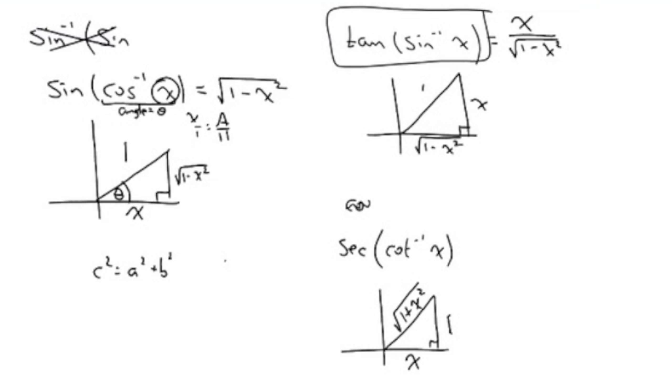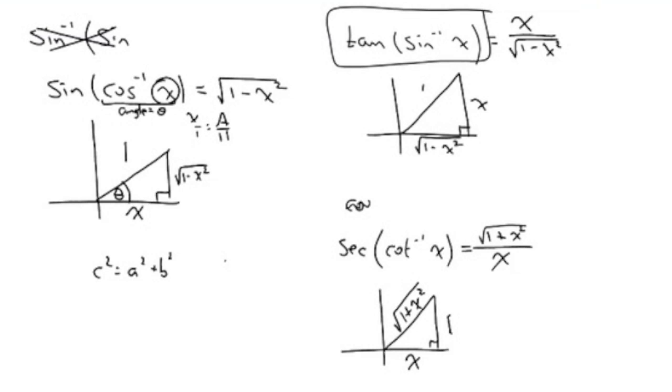Either way, it doesn't matter. But most of them will write it 1 plus x squared. There's a reason for it. So, what is the secant of that triangle? The square root of 1 plus x squared over x. Hypotenuse over adjacent.